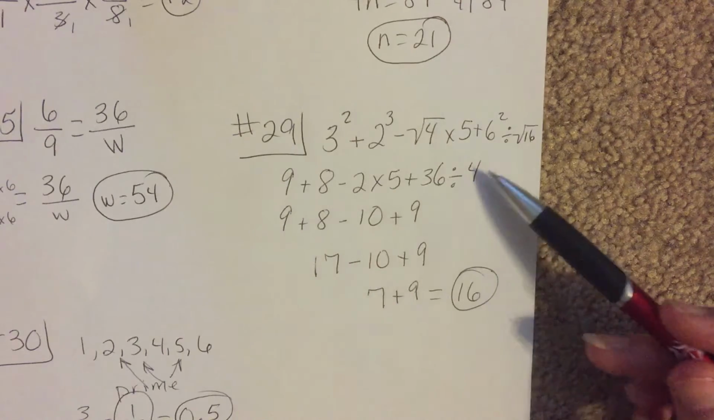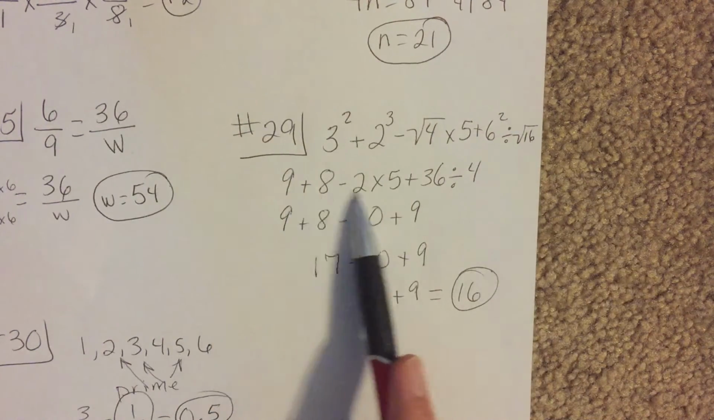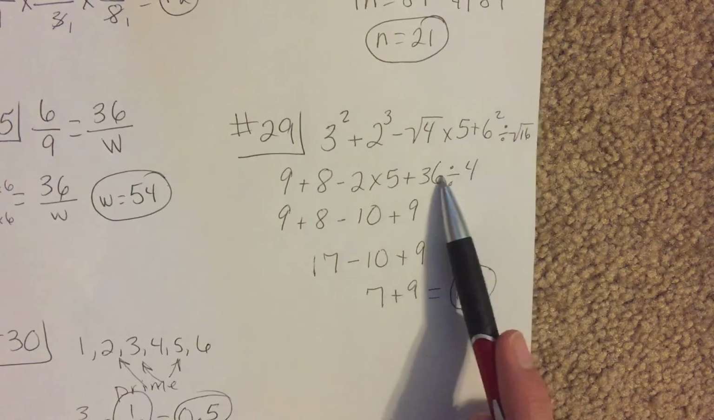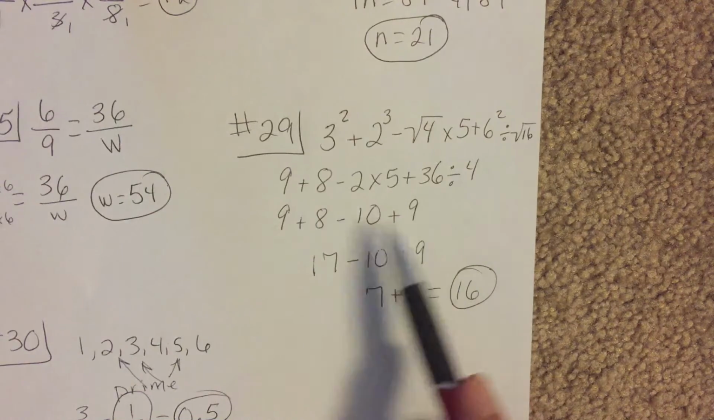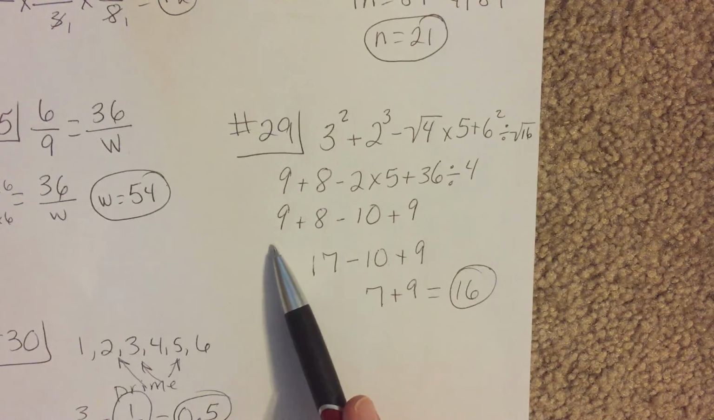Okay, so now I've taken care of all my exponents. Now I need to multiply and divide from left to right. So the first one I hit is here. 2 times 5, I made that 10. Then I hit this one. 36 divided by 4 is 9. Then I rewrote everything. So now it's time to add and subtract from left to right.